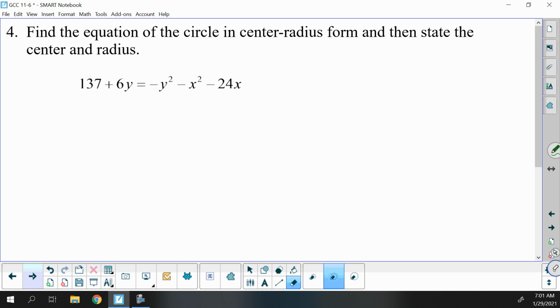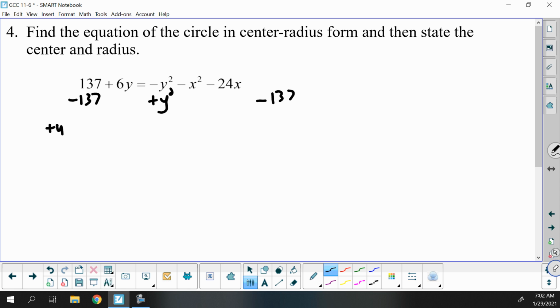All right, one last example. We're doing the same thing that we just did in the last question. So we're going to subtract the 137 over to this side, and we're going to add the y squared. We're going to add the x squared, and we're going to add the 24x. So over on the right now will just be negative 137.